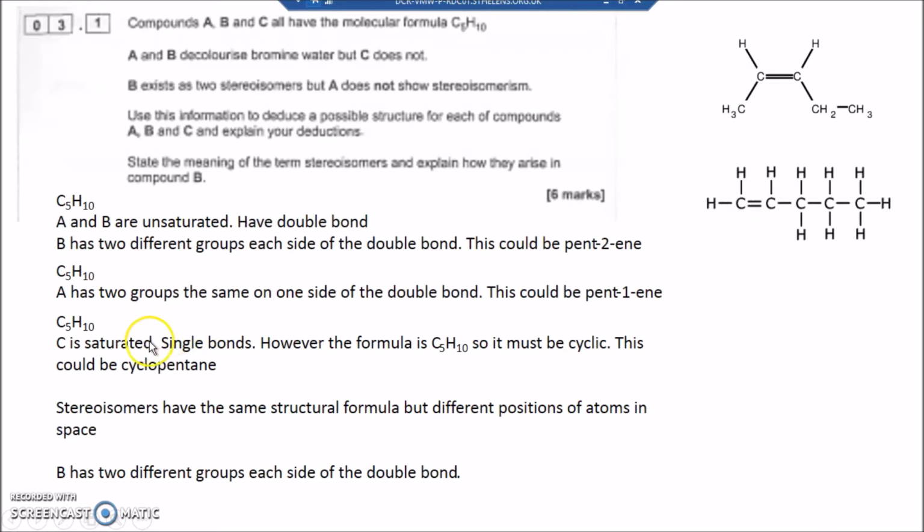Let's have a look then at C. C we said is saturated. It's only got single bonds because it doesn't decolorise bromine water. Yet it's got the formula of C5H10, the general formula CnH2n of an alkene. So that means that it's cyclic. It could be something like cyclopentane. Single bonds, C5H10. And the definition then of a stereoisomer, a geometrical isomer, is that they have the same structural formula but different positions of atoms in space.